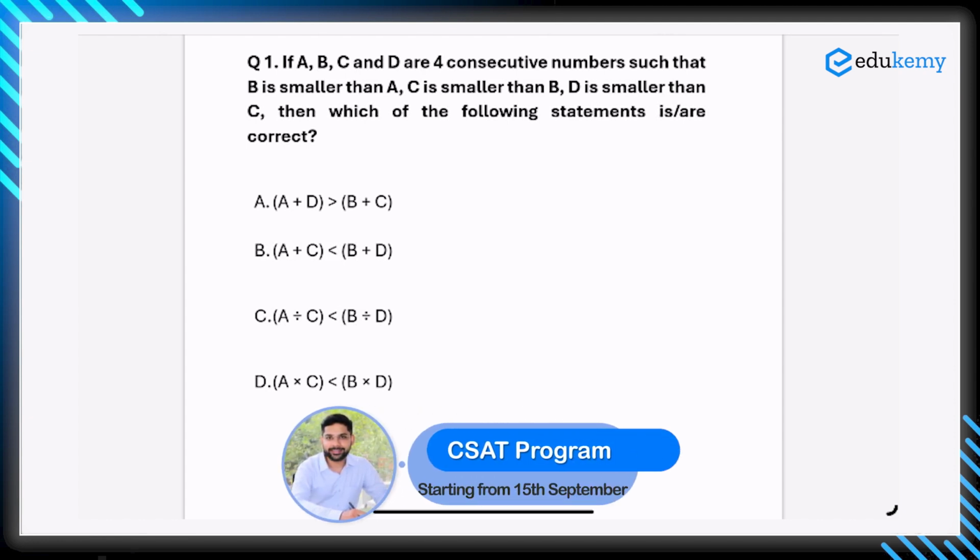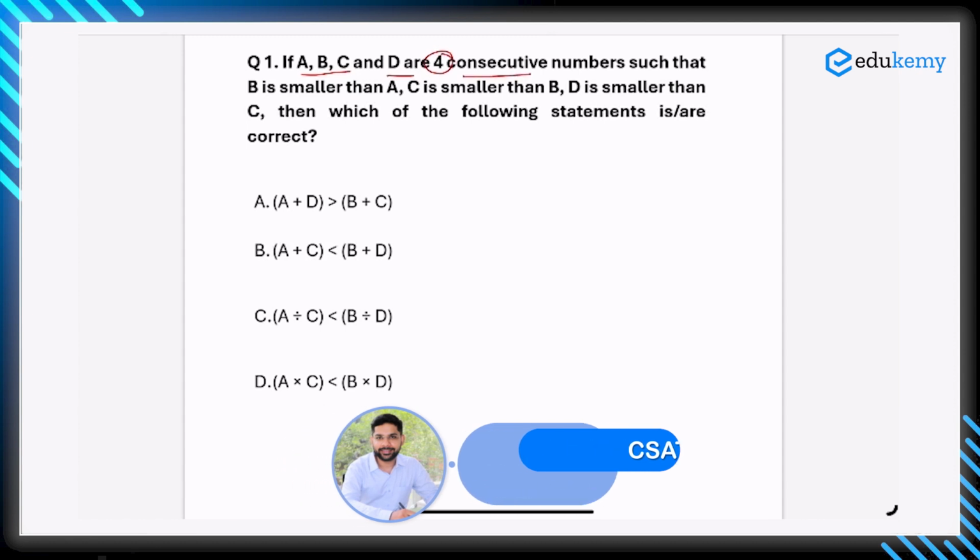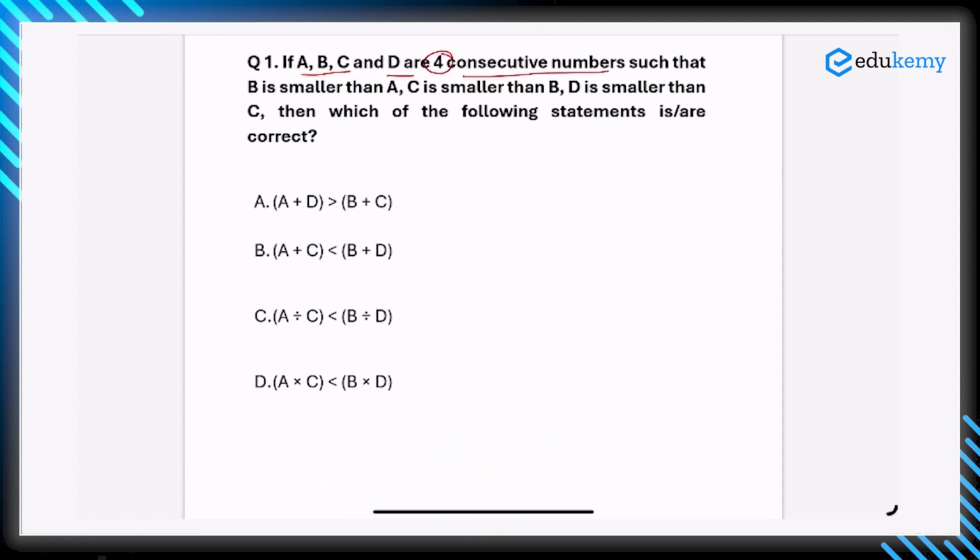The question says if A, B, C and D are four consecutive numbers such that B is smaller than A, C is smaller than B, and D is smaller than C. So this is the pattern they have given here. Which of the following statements is or are correct?